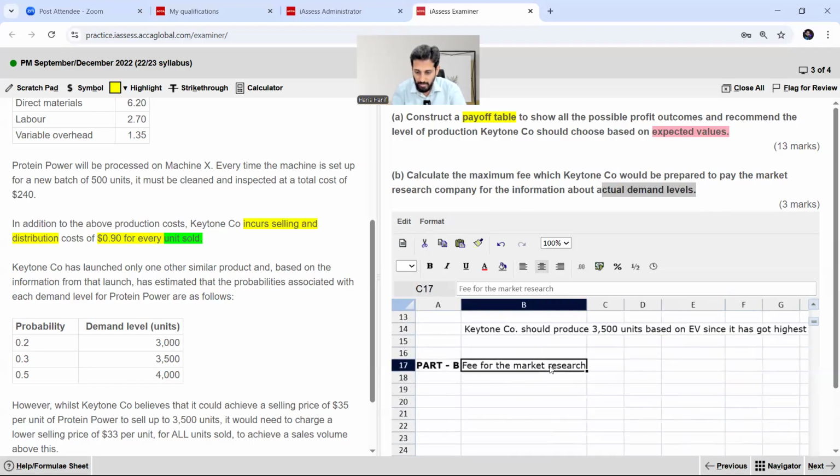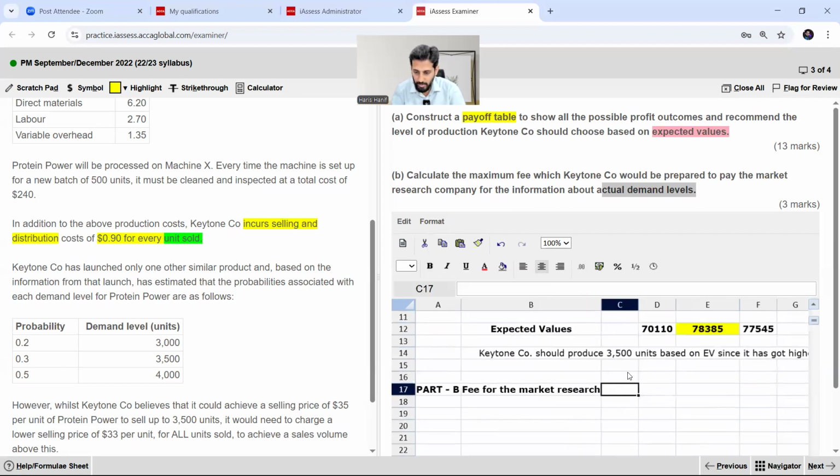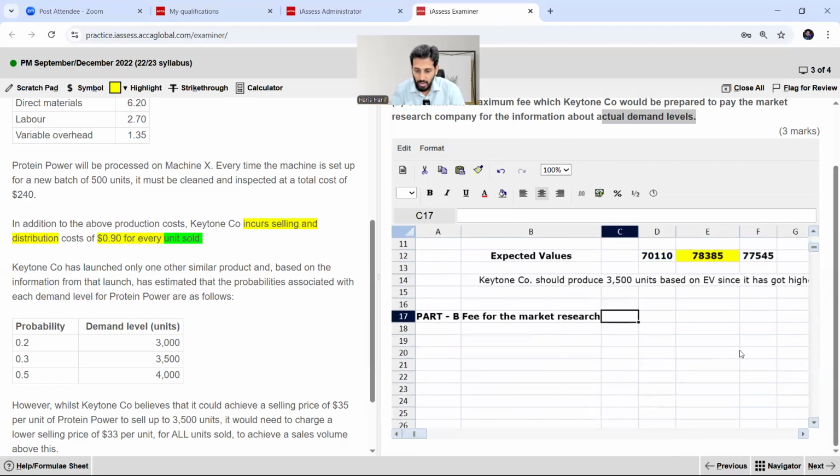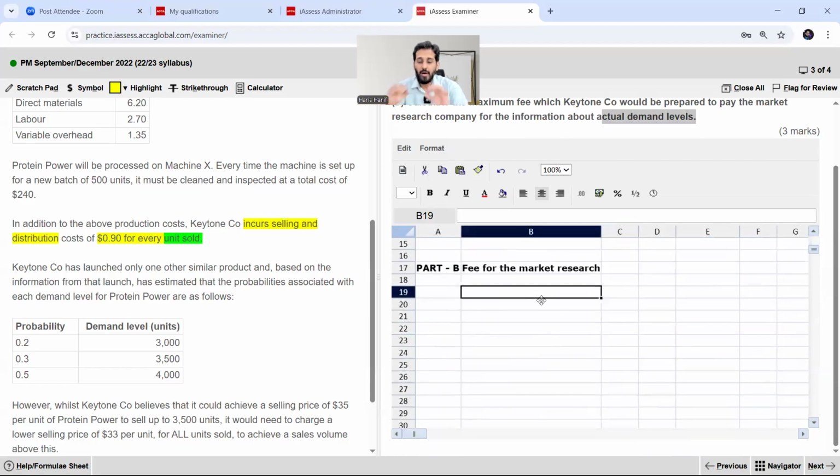This is the fee for the market research, right? So if you can align the cell, no need to worry about it. The above values will be adjusted automatically, right? So, fee for the market research. Now, what is this? This is actually the value of perfect information.